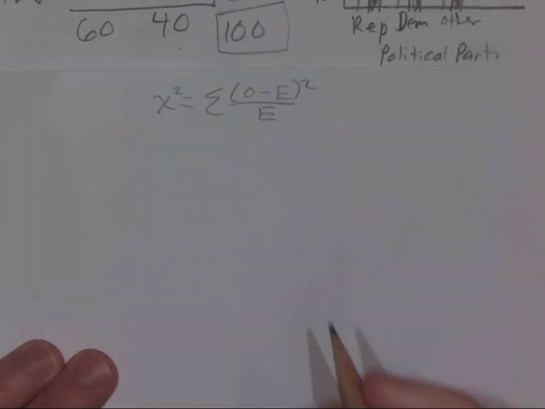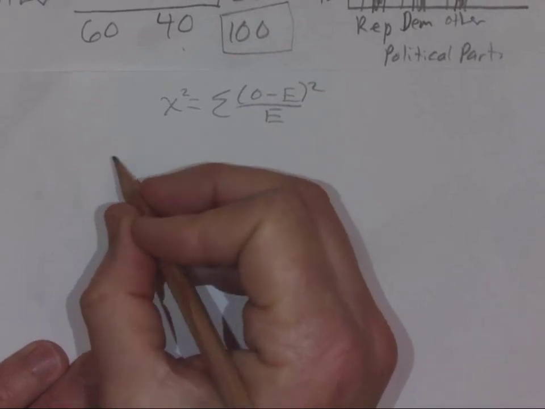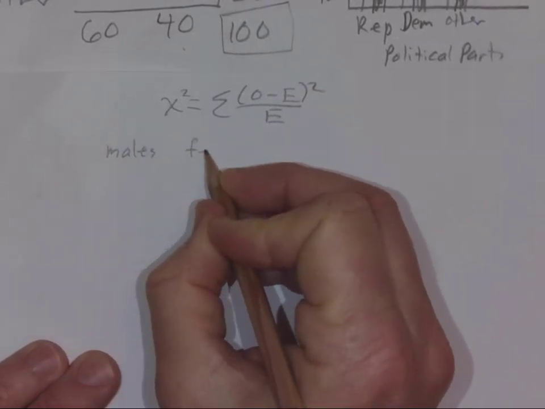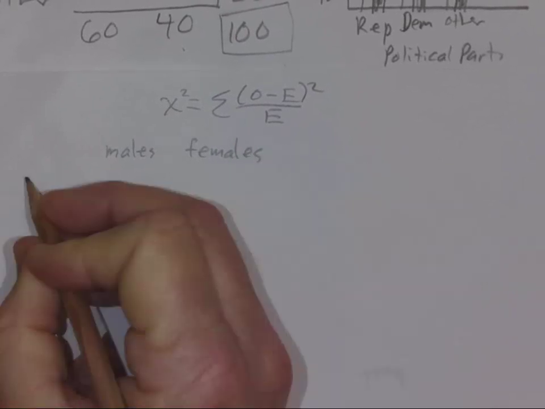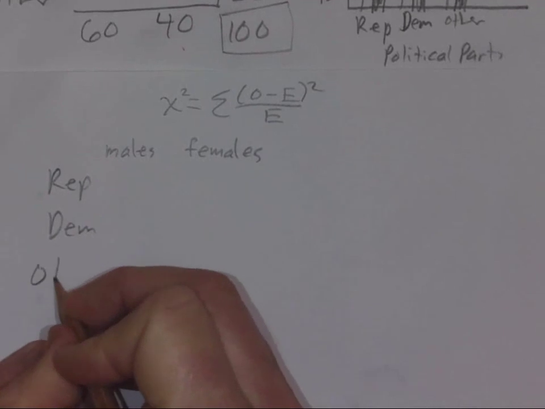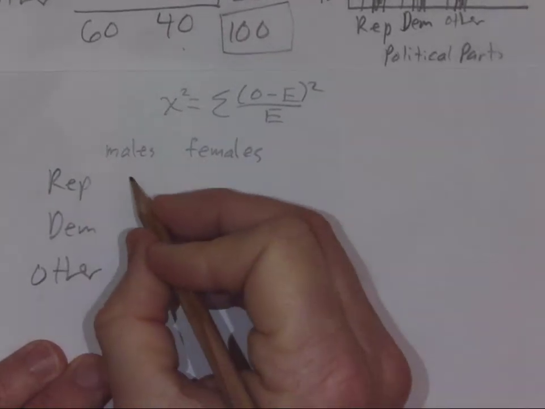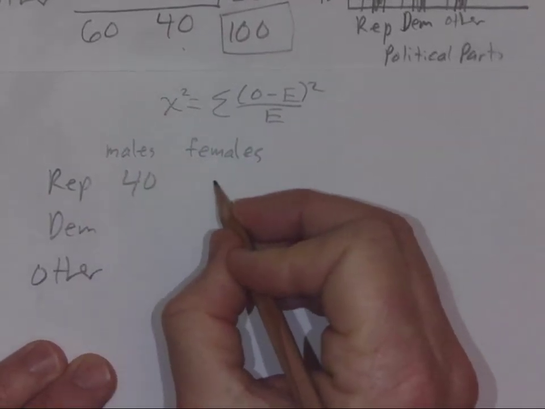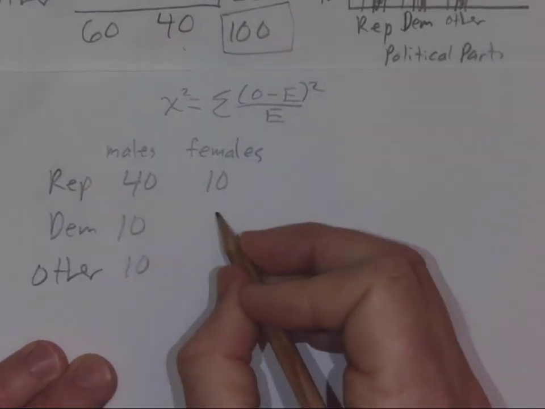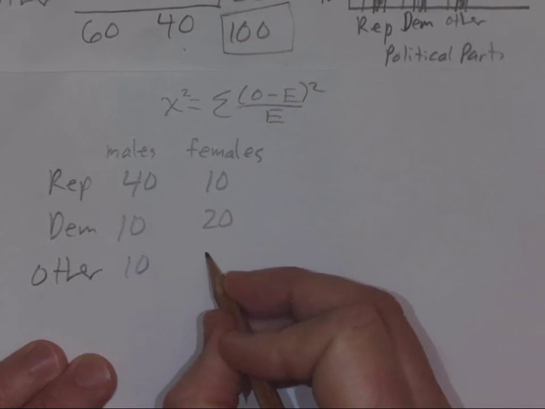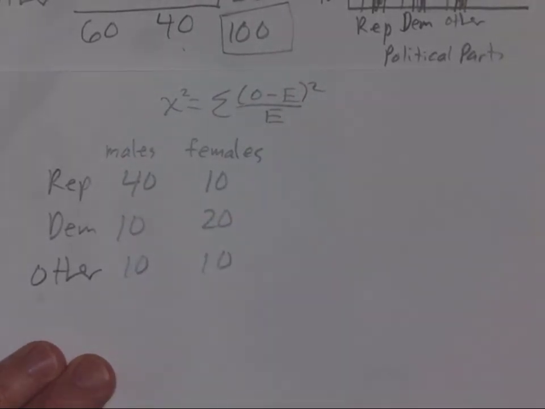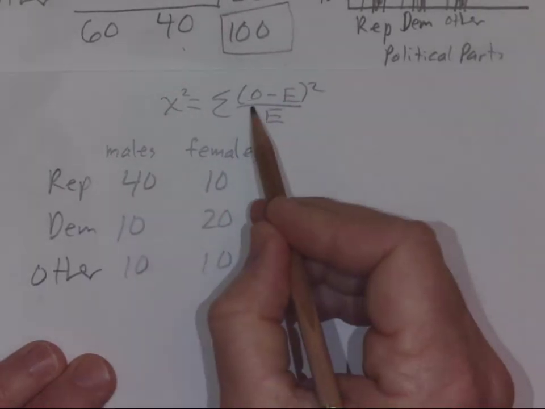So I'm going to write down my little matrix. Those are my observed values. From my sample, we have males and we have females, and we've got Republican, Democrat, and other. For my observed values, I've got 40 male Republicans and 10 female Republicans, and then I've got 10 and 10, and then I've got 20, and then I've got 10. Now, those are my observed values. So in the formula, I'm going to do this for each cell.